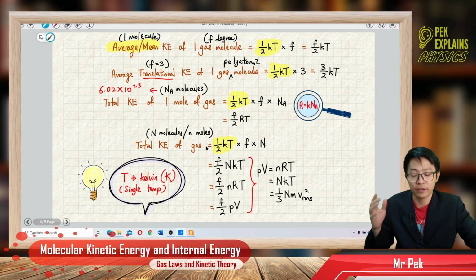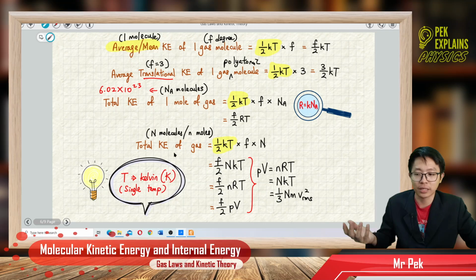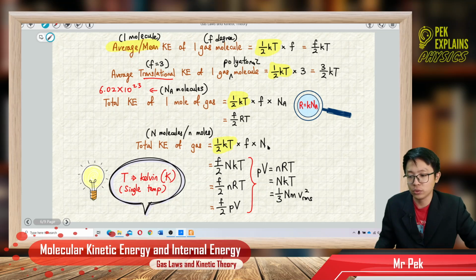Start with half kT. What kind of gas is this, monoatomic, diatomic or polyatomic? Just multiply the degree of freedom, 3, 5 or 6, and then multiply by the total number of molecules. If one mole, you multiply the Avogadro constant. If total molecules N, you multiply N. Then you get the total kinetic energy for this gas. After you multiply, you get F over 2 NkT.